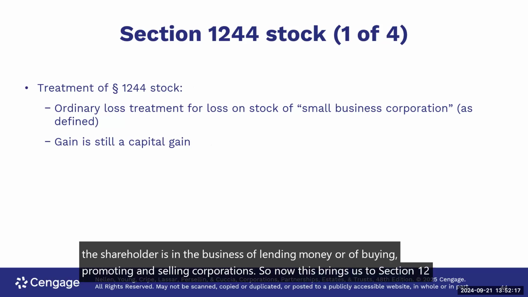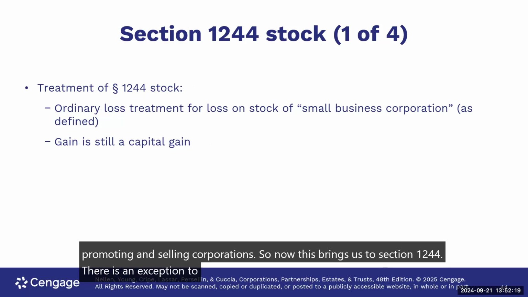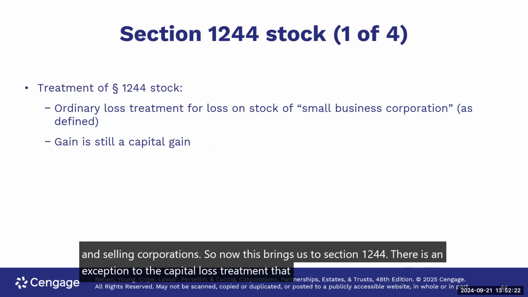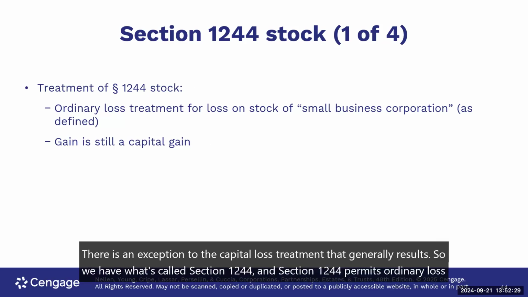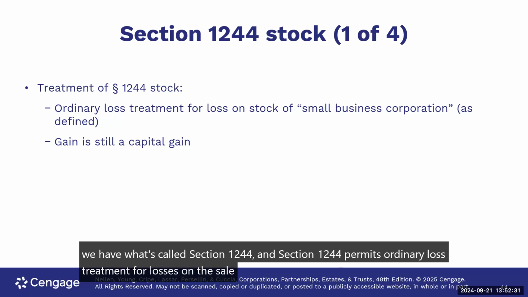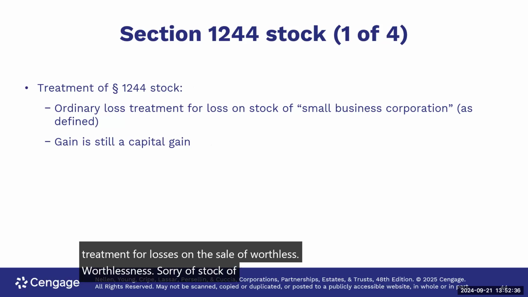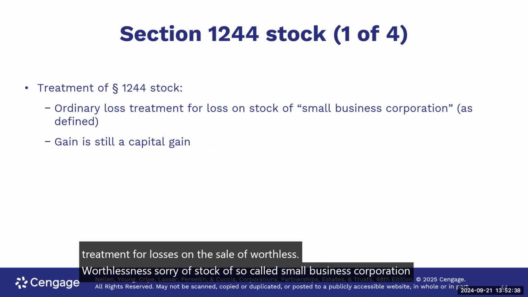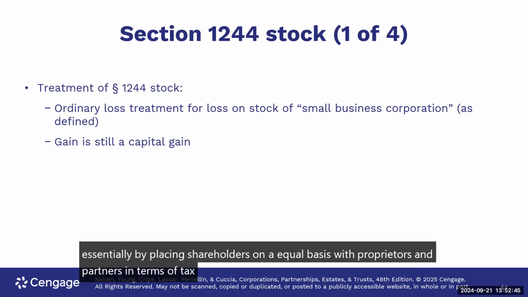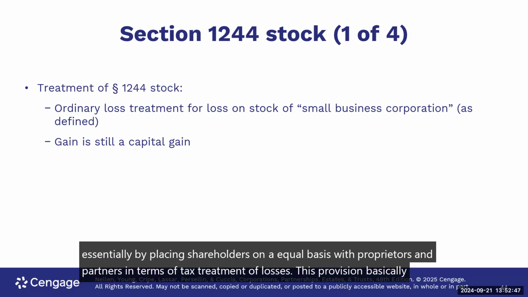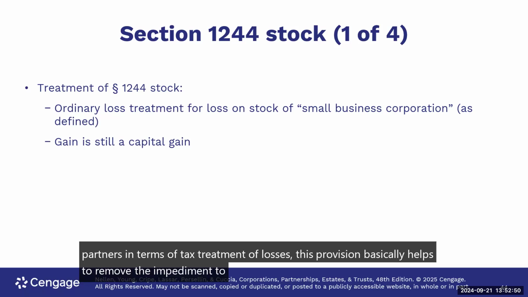1244. There is an exception to the capital loss treatment that generally results. Section 1244 permits ordinary loss treatment for losses on the sale or worthlessness of stock of so-called small business corporations. Essentially, by placing shareholders on an equal basis with proprietors and partners in terms of tax treatment of losses, this provision helps to remove the impediment to equity investments in small corporations.